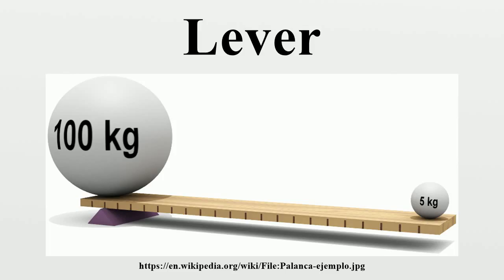Class 1. Fulcrum in the middle. The effort is applied on one side of the fulcrum and the resistance on the other side, for example, a seesaw, a crowbar or a pair of scissors. Mechanical advantage may be greater or less than 1.